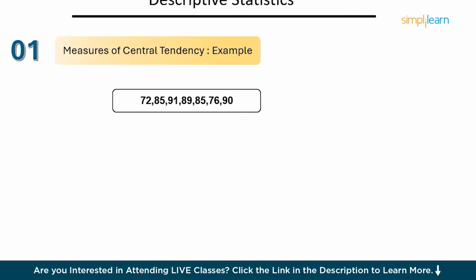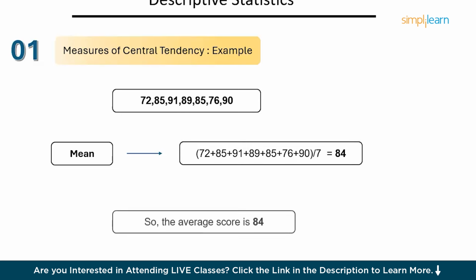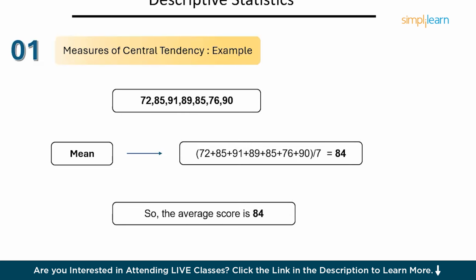Imagine you have the following scores from a maths test taken by 7 students: 72, 85, 91, 89, 85, 76, and 90. Now you want to calculate the mean. To calculate the mean, you have to add up all the scores and divide by the number of students. Therefore, the mean is 84. It means the average score of the students is 84.